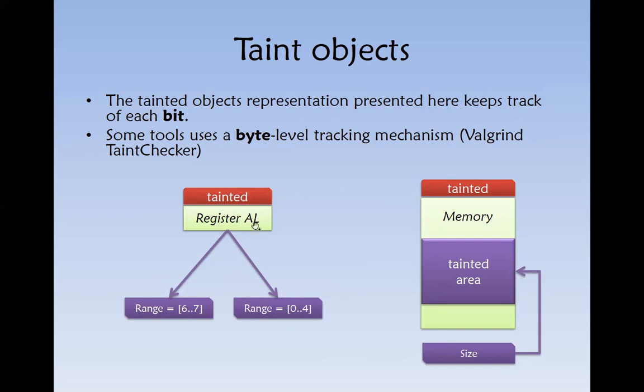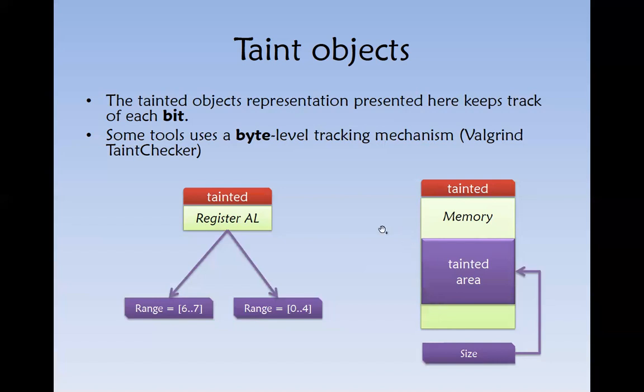The register AL, for example, is the least significant byte of the register EAX, and you can store taint at that level, or you can store a taint value for the entire register. That's also fine. And over here you're storing taint for a particular tainted area where you store the beginning address as well as the size. Then you say that if that taint bit is set, the whole thing is tainted. That's one way of doing it.